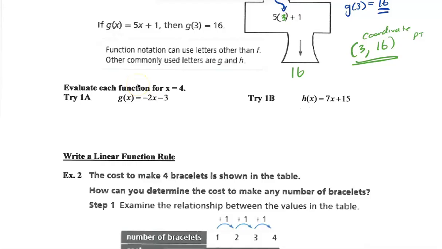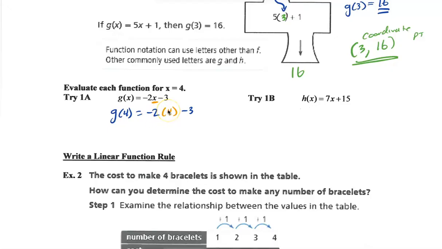So this first one here, right? We want to figure out what g of 4 is. So in here, all we're going to do is change that x. So instead of being x, it's now going to be 4. Everything else stays. Then we do order of operations.